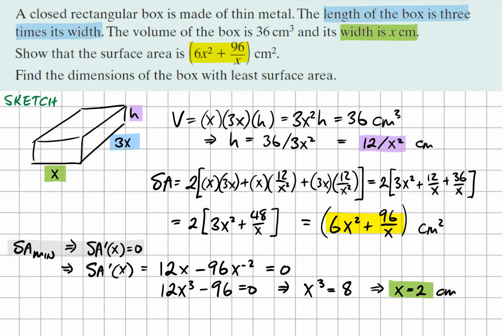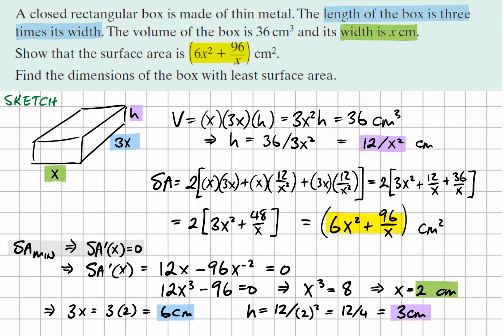We want to find the other dimensions as well. So we have the width. The length is 3 times x, and 3 2s are 6. So 6 centimeters is the length. And the height is 12 divided by x squared. So that's 12 divided by 2 squared, which is 4. And 4 into 12 goes 3 times. So h is equal to 3 centimeters.